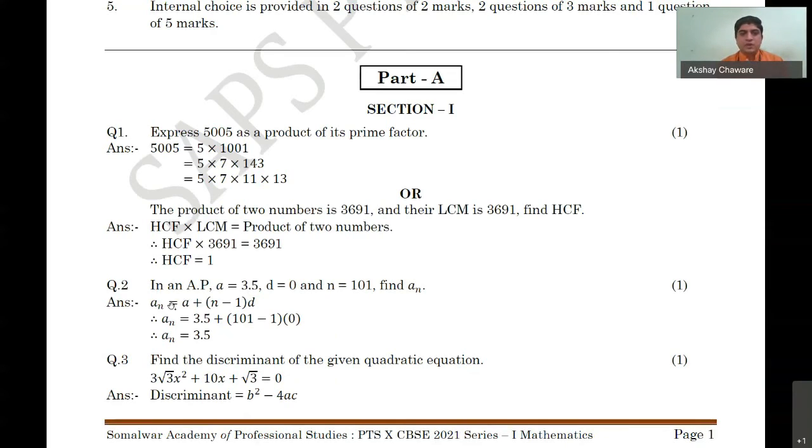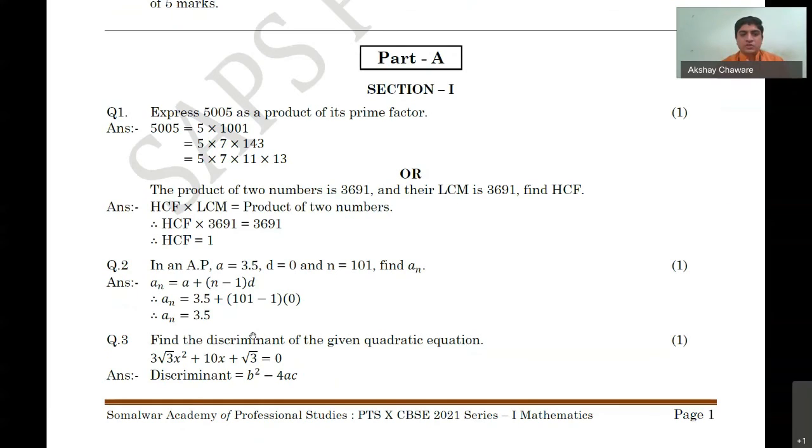Second question, in an AP, a is 3.5, d is 0 and n is 101, and we have to find the nth term, an. We know an is equal to a plus n minus 1 into d. All the values are known except an, so we put the respective values and get the answer. Here an is equal to 3.5.